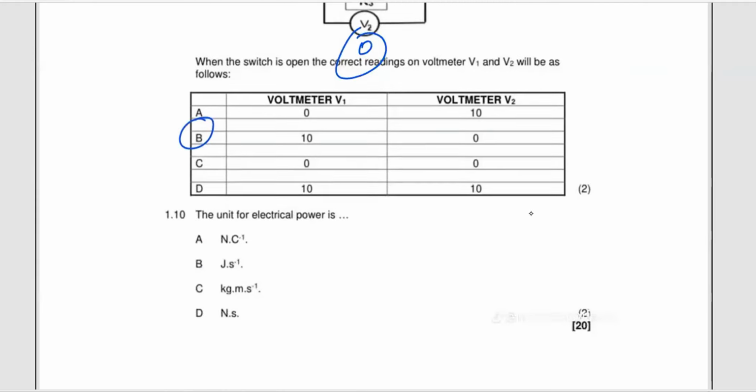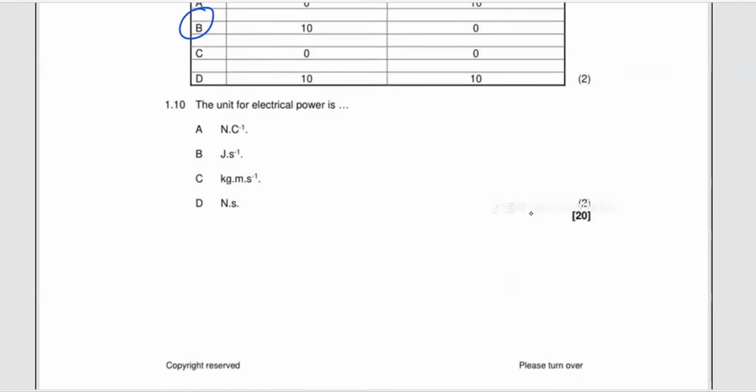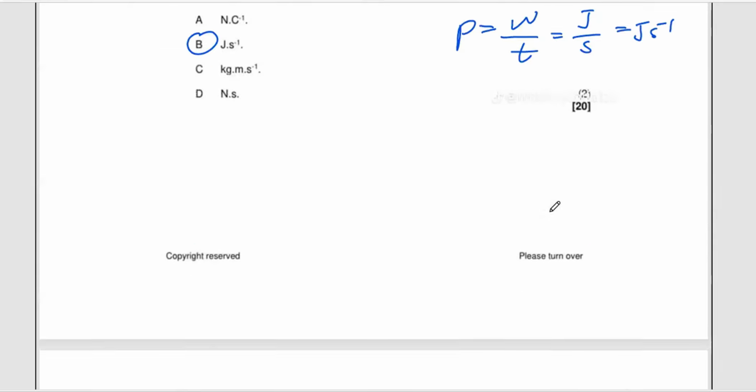Then 1.10, what is the unit of electrical power? So we know that power is given as the work done divided by the time, the rate at which work is done. And if this is true, we know that work is given in joules, okay? And then time is given in seconds, which means joules per second would be the best unit for electrical power.